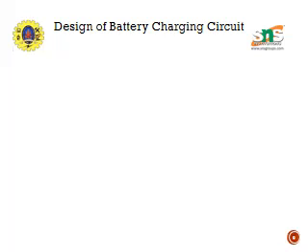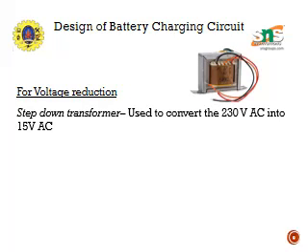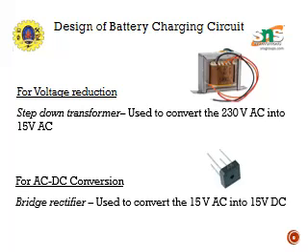For the design of the battery charging circuit we want some electronic devices to create constant, unfluctuating DC supply. The first one is for voltage reduction, we want a step down transformer. This transformer is used to convert the 230 V AC input voltage into 15 volts. The second one is AC to DC conversion. For this conversion we use a bridge rectifier. This rectifier is used to convert the AC voltage into DC, that is alternating current into direct current.